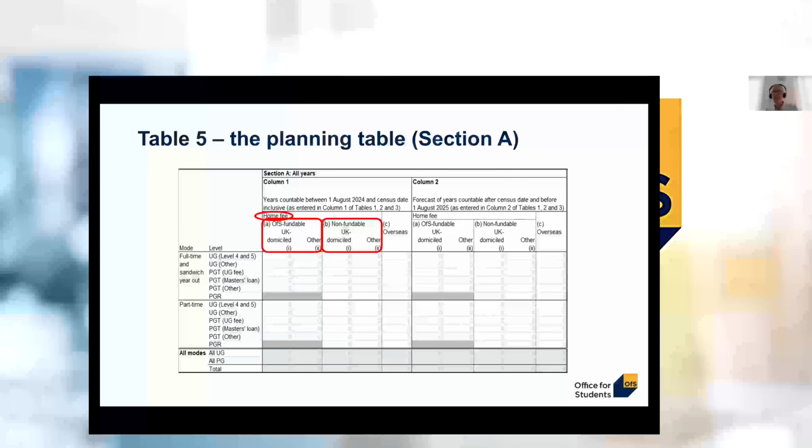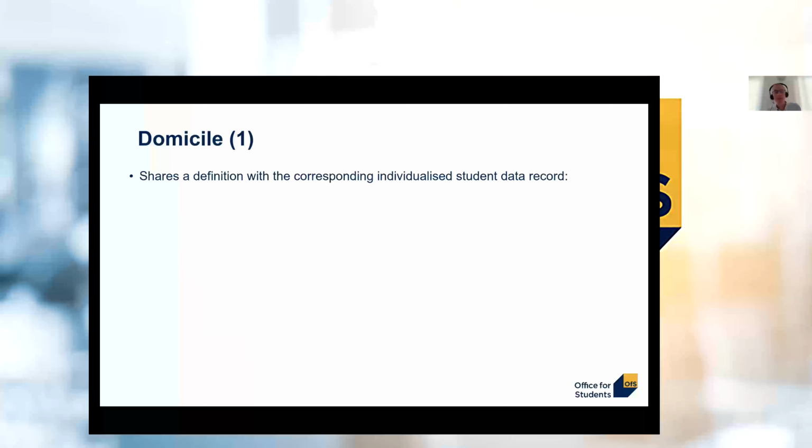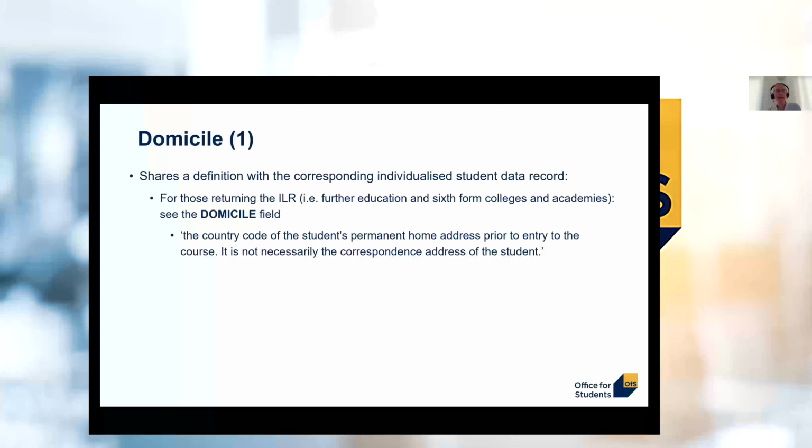So now that we can see where this data fits in the workbook, let's talk about exactly what we mean by domicile in the HESES return. So we use the definition from the corresponding individualized student data record. So for those returning the individualized learner record, the ILR, which will be the further education and sixth form colleges, the domicile field is used. And the definition of that says that this is the country code of the student's permanent home address prior to entry to the course. It's not necessarily the correspondence address of the student.